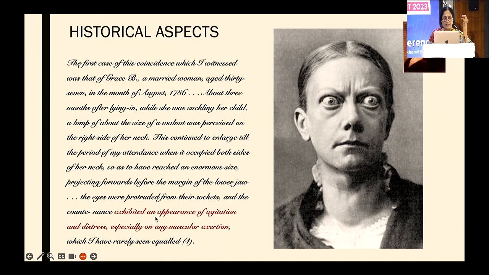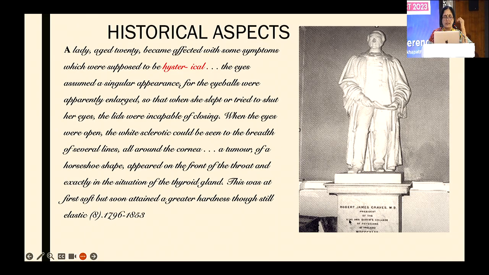If you see what I have underlined in red, this is Parry, Caleb Parry has written a treatise about a patient he saw in 1786. After delivery, we know thyroid changes suddenly after the onset of menarche, delivery, menopause, the thyroid hormones change, and what they saw was that the patient exhibited an appearance of agitation and distress, especially on any muscular exertion. So that tells us that there was a psychosocial element which was recognized even then.